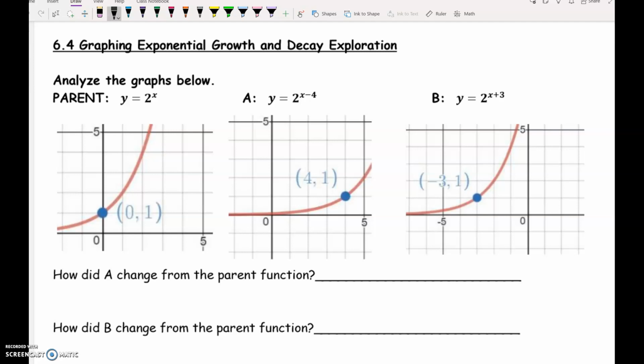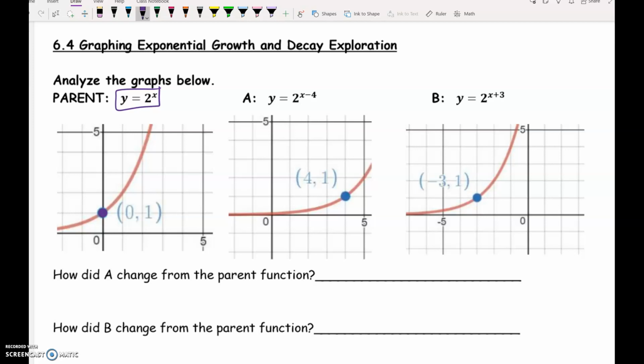Today we're looking specifically at the graphs of exponential growth and decay functions, and I put the graphs in here for you so that we can hopefully see some of what's happening without having to take the time to graph all of them ourselves. So the parent function, the original function, is y equals 2 to the x, and that's graphed here on the left.